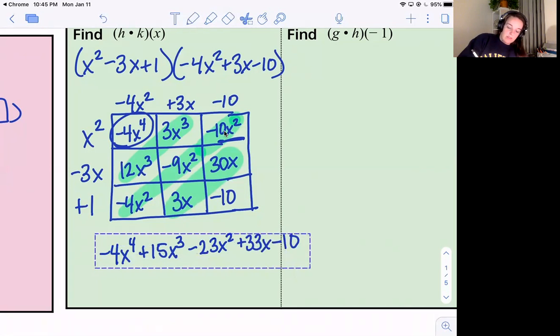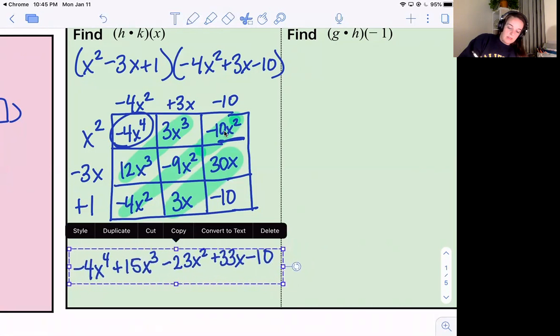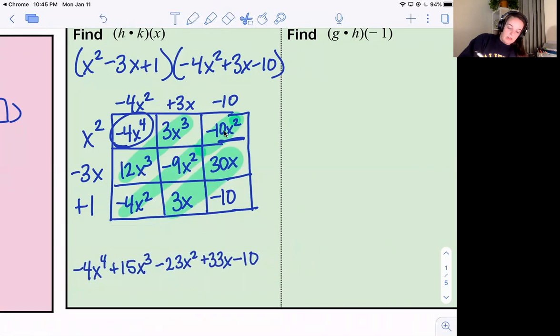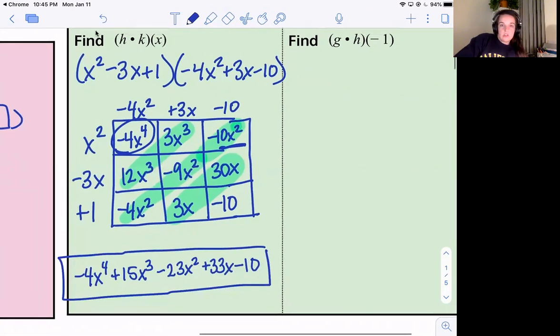So all of this is our function answer for h times k. That's going to be the hardest one that you see today. Right. Awesome.